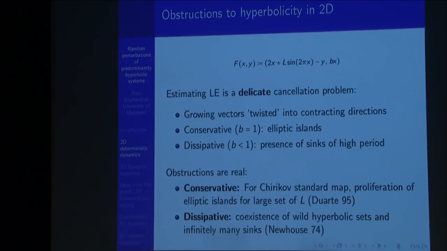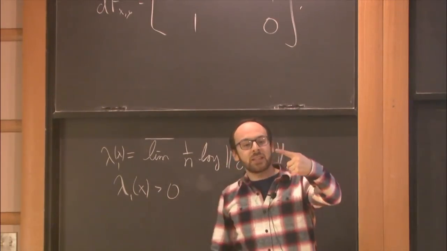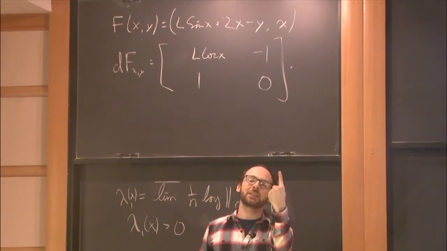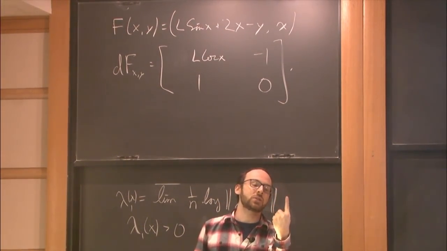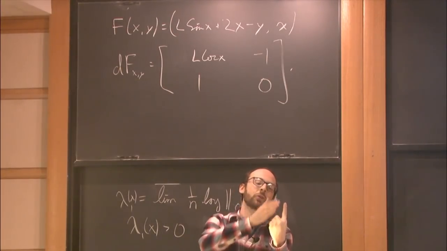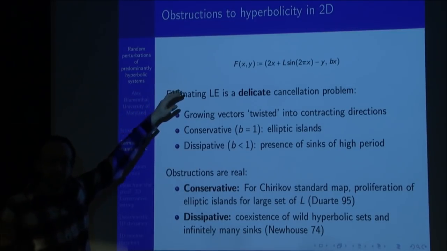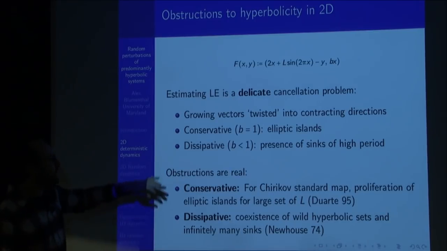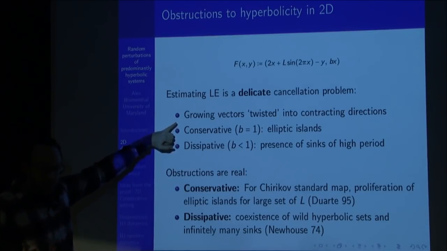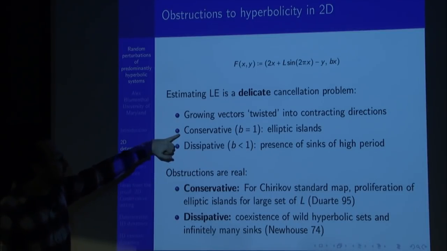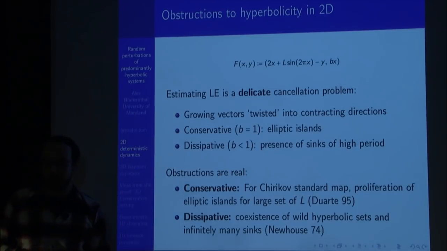And so this really sucks, because when trajectories enter that critical strip and see the rotation, my previously expanding direction got rotated practically 90 degrees, could have been rotated into a vertical direction. And in the vertical direction, I can see contraction, of order L. And so estimating Lyapunov exponents for iterates of this thing becomes an incredibly delicate cancellation problem. And this issue of twisting cone fields and so on is absolutely real, and is made manifest by the presence of elliptic islands for these systems.